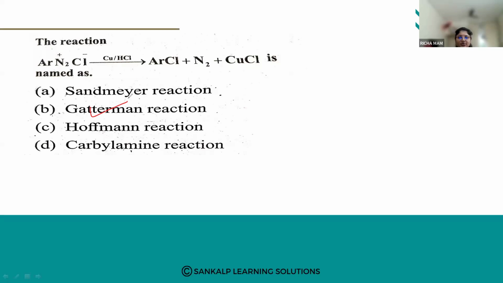We have benzene diazonium chloride. We react it with HCl in the presence of copper powder, and it will give you chlorobenzene. So this is your Gattermann reaction. So option number B.